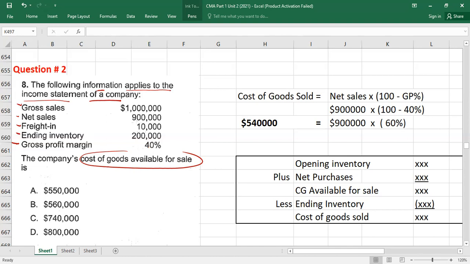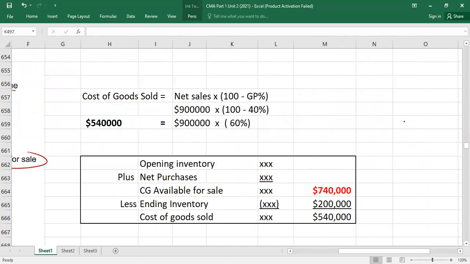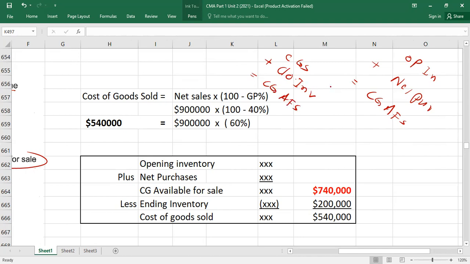Clear? How will you do it now? I told you, for cost of goods available for sale, there are two things: opening inventory plus net purchases. Net purchases means the purchases plus freight in minus purchase returns. This will be equal to cost of goods available for sale. Or you can do it this way also: cost of goods sold plus closing inventory will be equal to cost of goods available for sale.